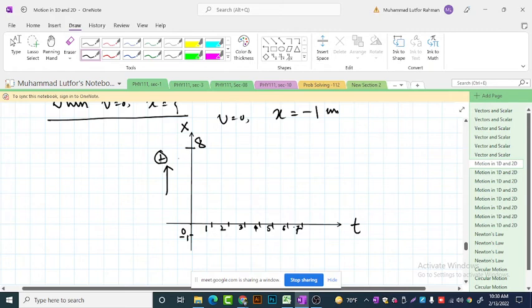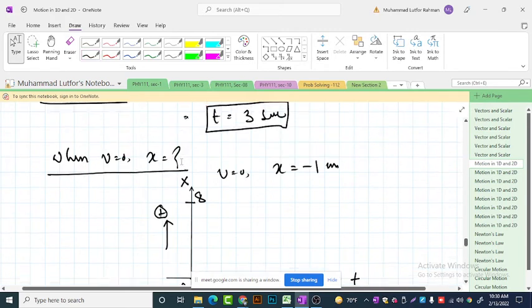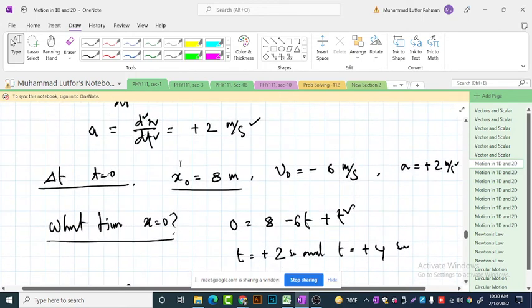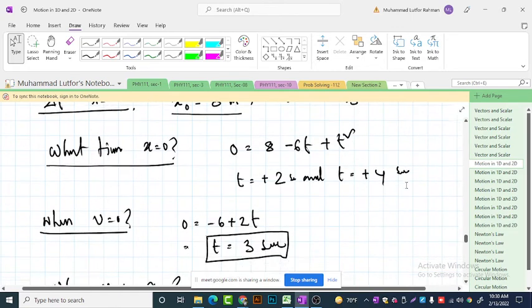Now, when t equals 0 seconds, I find my location was 8 meters, the velocity was minus 6 meters per second, and a was plus 2 meters per second square.